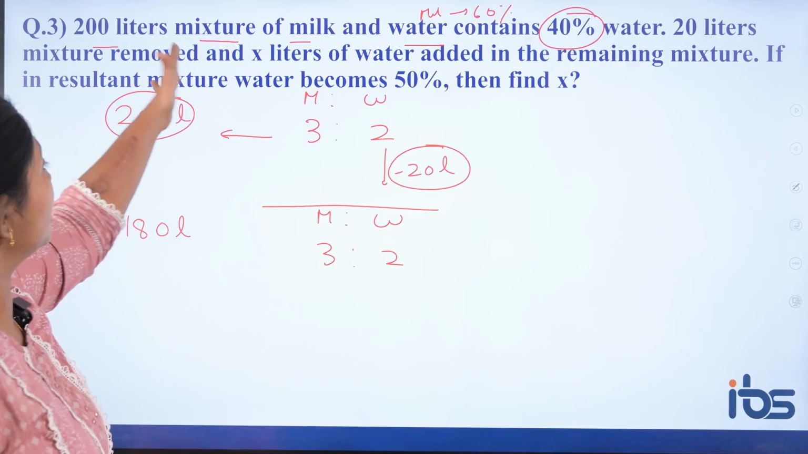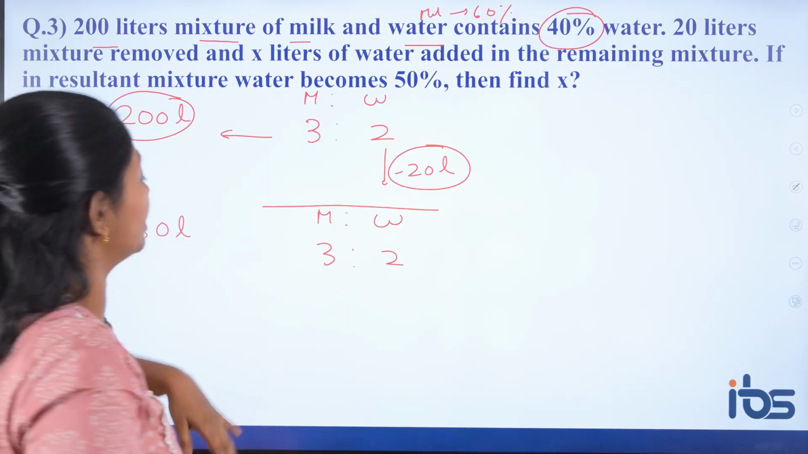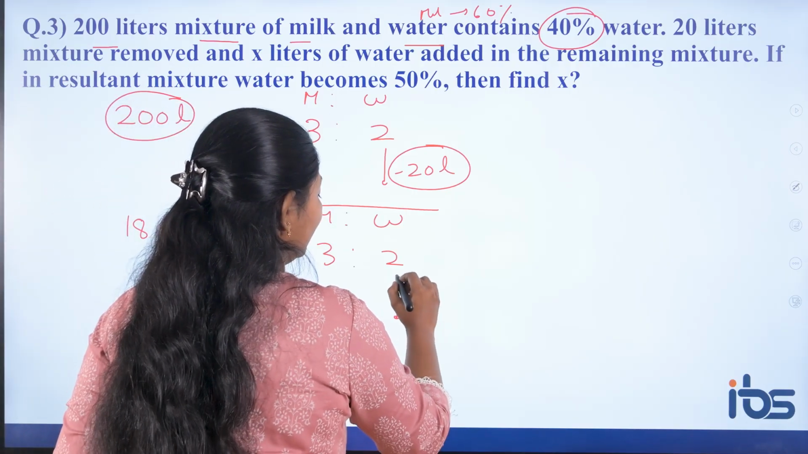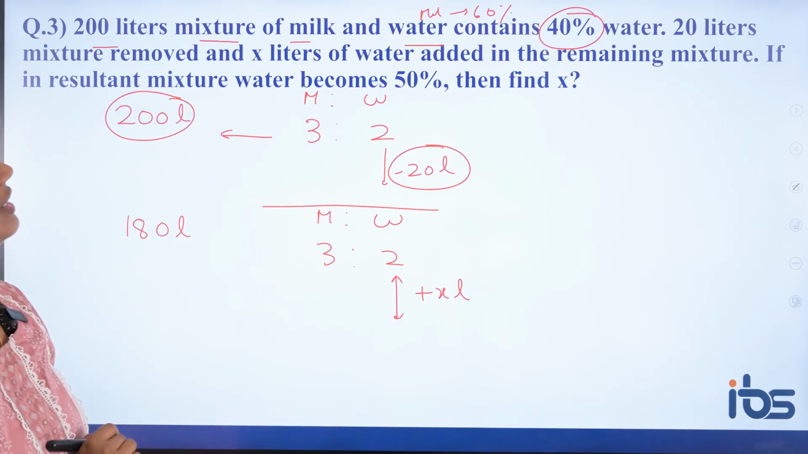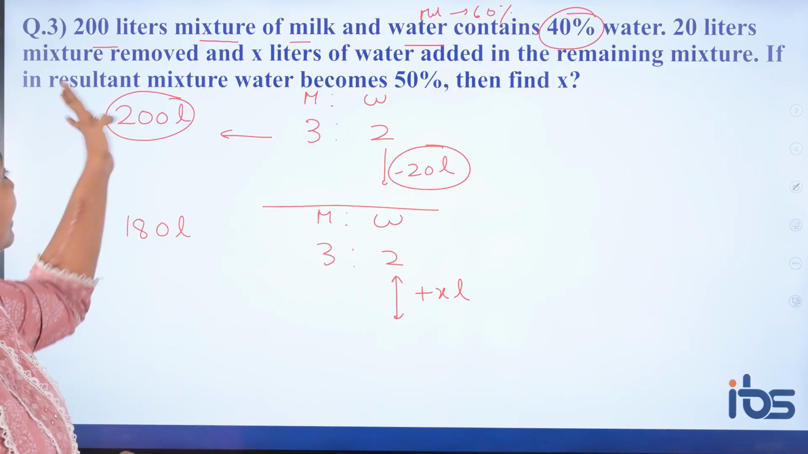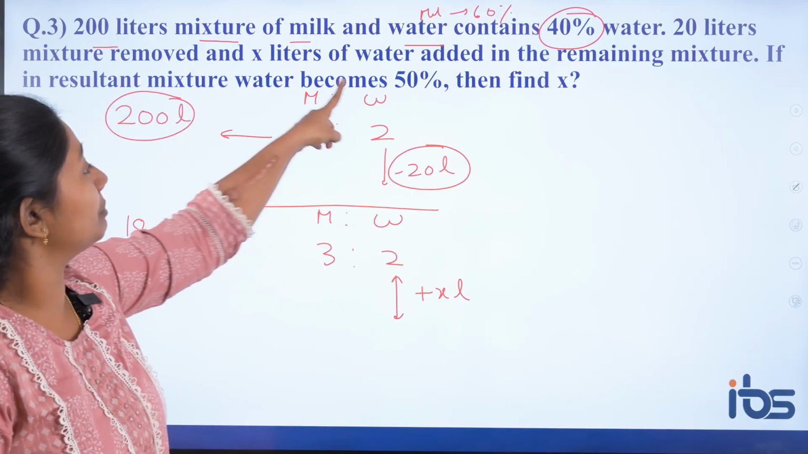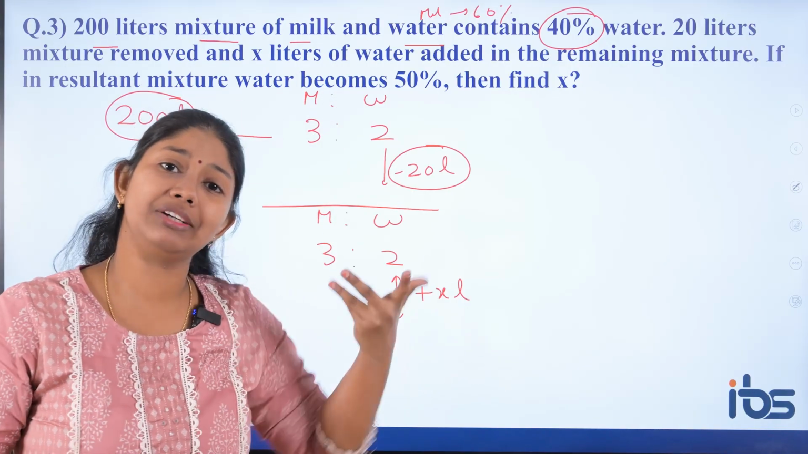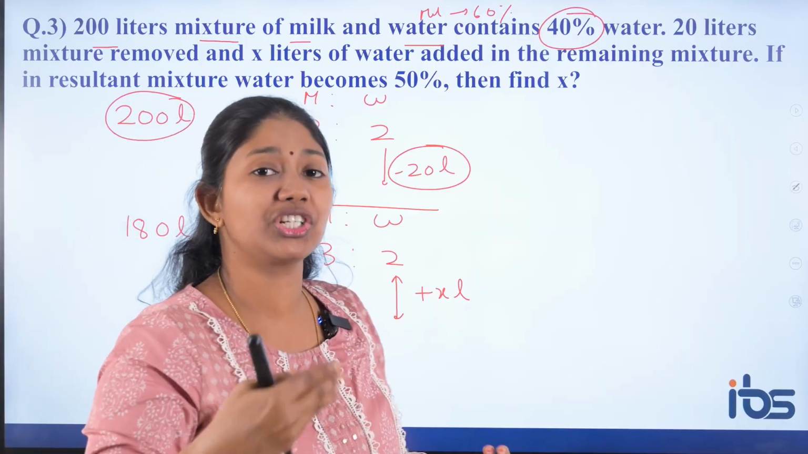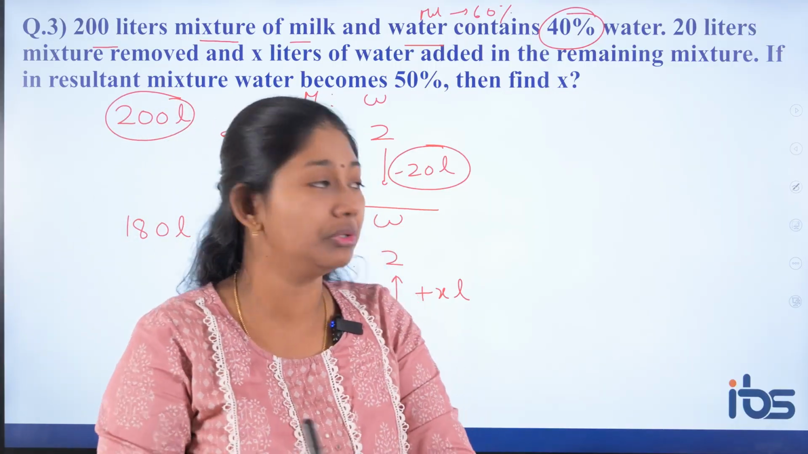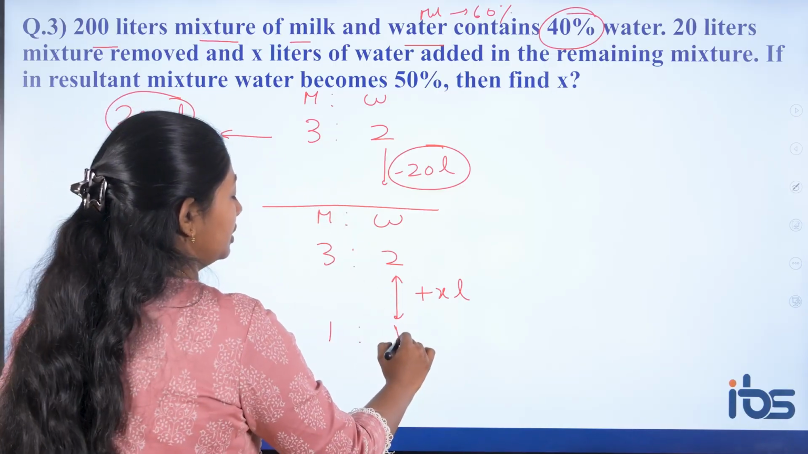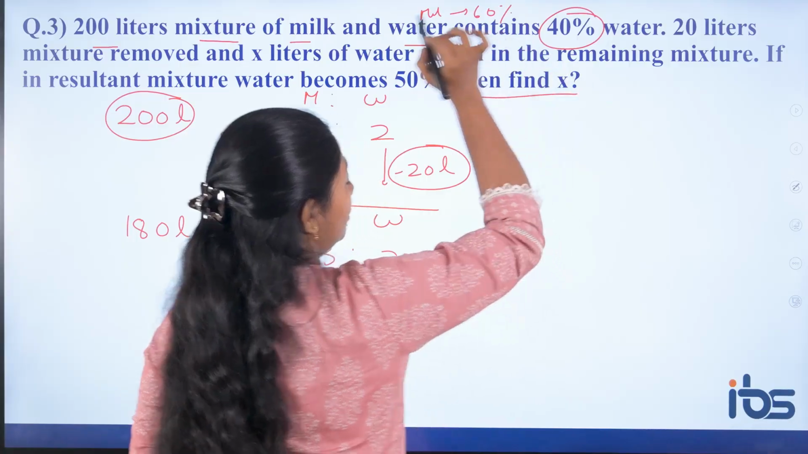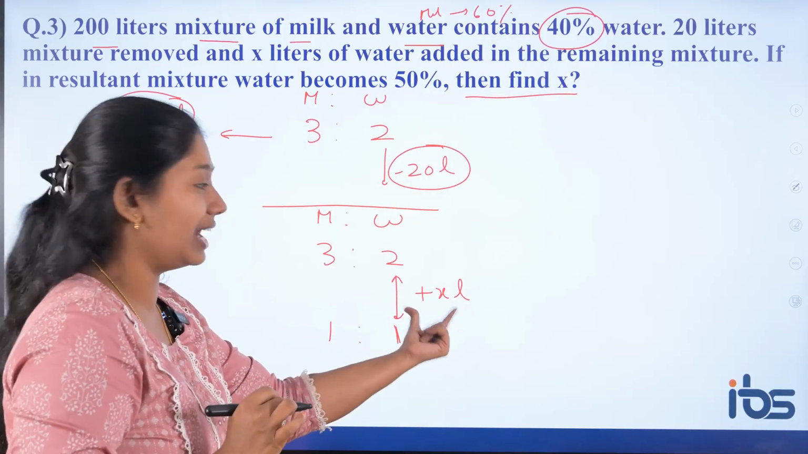20 liters mixture removed and x liters of water is added. Now you are adding x liters of water in the remaining mixture. If in the resultant mixture water becomes 50%, then milk will also be 50%, the fractional value 1/2, total quantity 2 units. So, milk also becomes 1 unit, water also becomes 1 unit. Then you have to find the value of x, how many liters you are adding here.